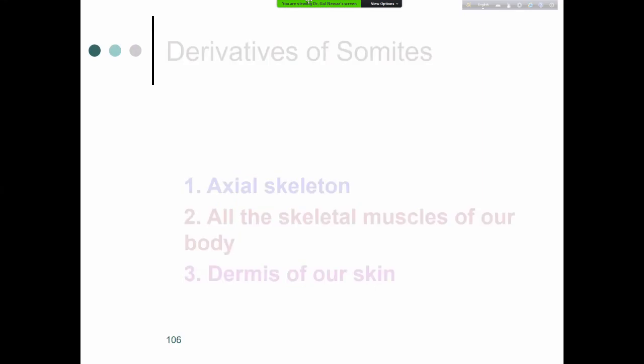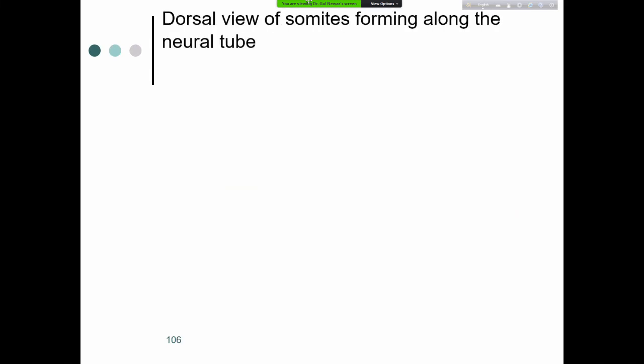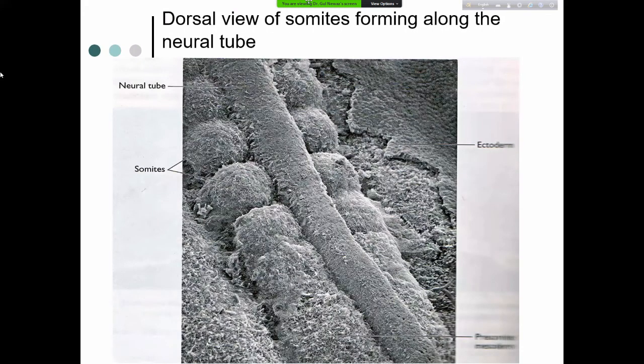And later on, we will discuss more. So what will come from somite? The somite will give rise to, this is the neural tube, the axial skeleton. Suppose this is the back of our body, then here vertebrae and intervertebral disc. Then here they will give rise to the skeletal muscles, and here they will give rise to the dermis of our skin.